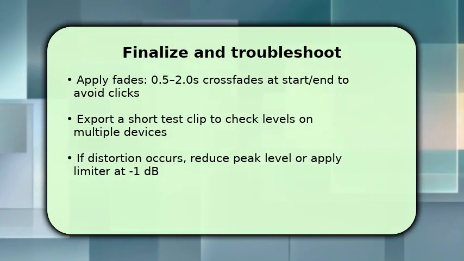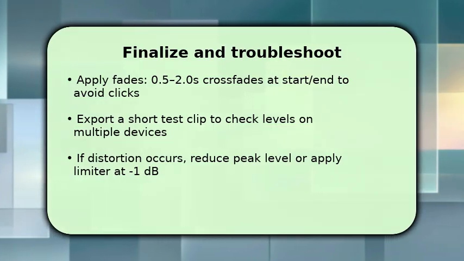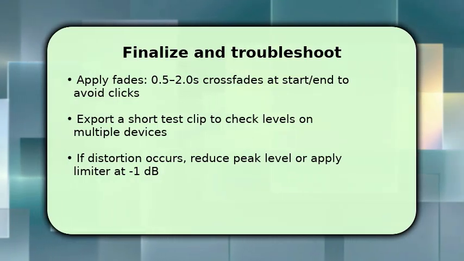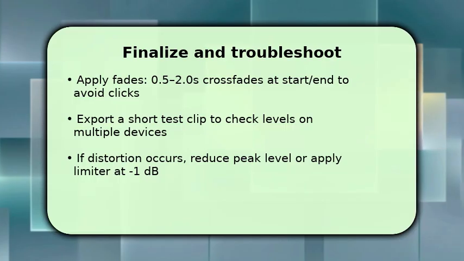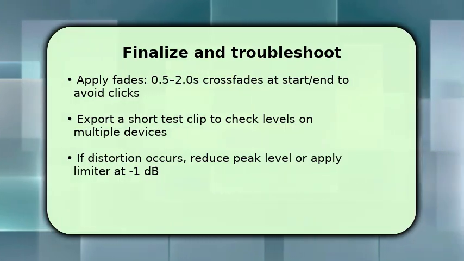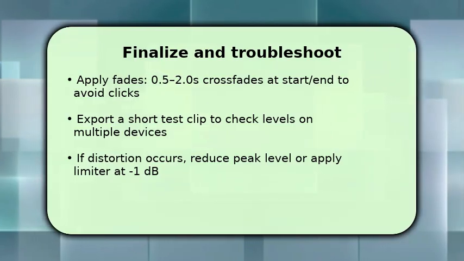balance. If you hear distortion or clipping, lower the master fader or insert a limiter with a -1 dB ceiling. If dialogue still hides, increase dialogue track by a few dB or deepen music ducking. If problems persist, isolate the offending section and adjust its EQ or trim.